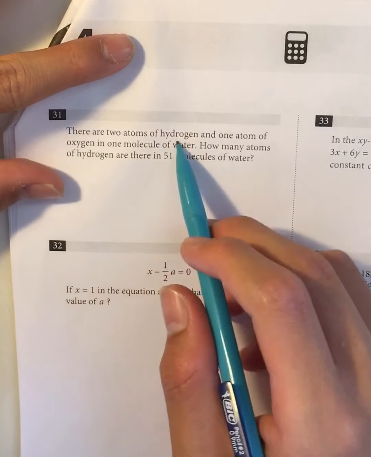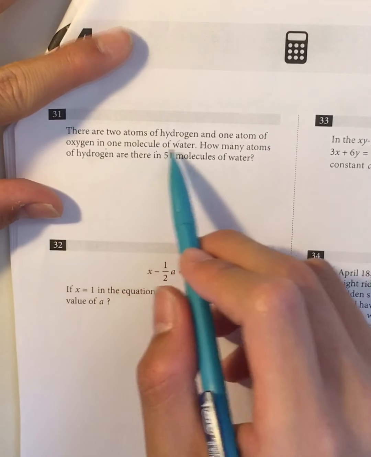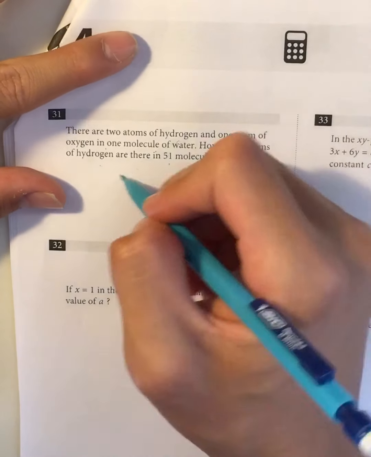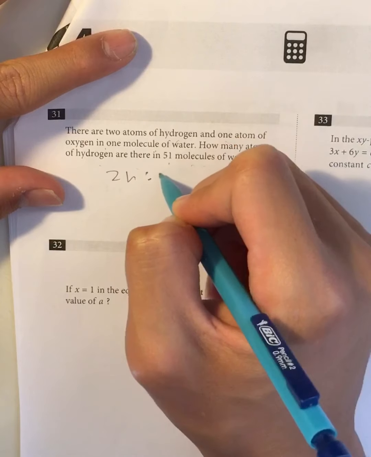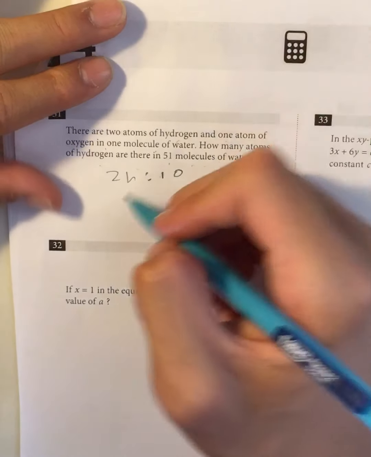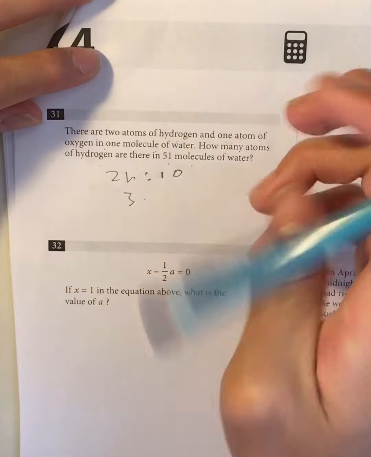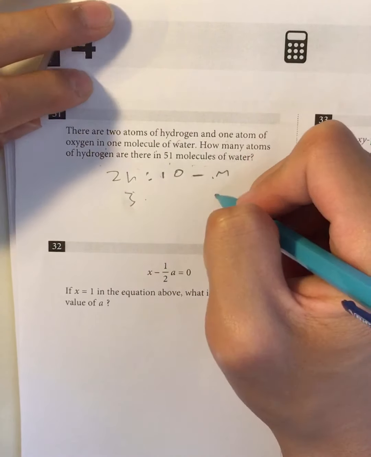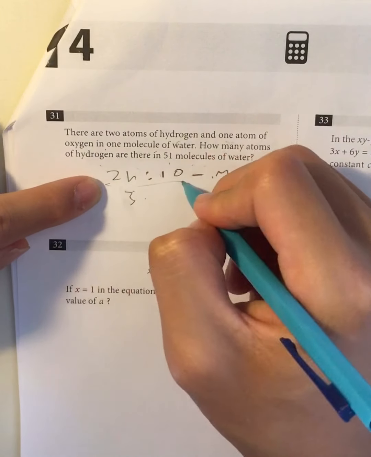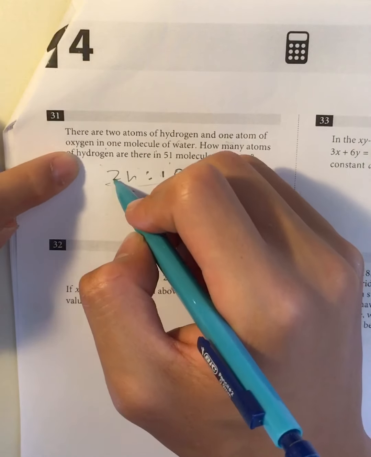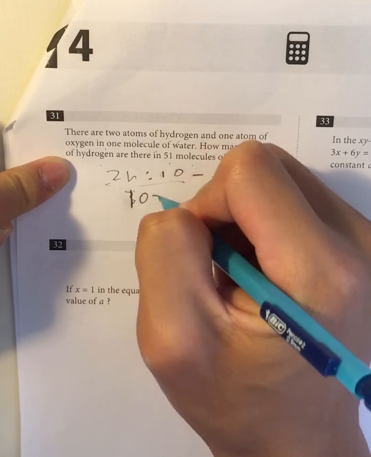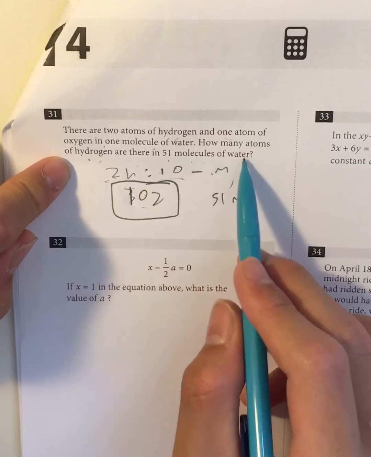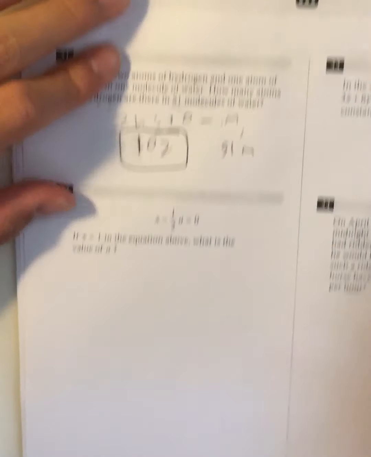Question 31. There are 2 atoms of hydrogen and 1 atom of oxygen in 1 molecule of water. How many atoms of hydrogen are there in 51 molecules of water? So there are 2 H for every 1 oxygen. Wait, no. For 1 molecule, right? For 1 molecule. So if there are 51 molecules, then you multiply by 51. So what's 2 times 51? That's 102. So that means there are 102 hydrogen atoms in 51 molecules of water.